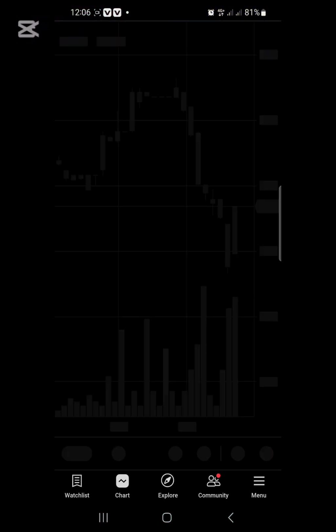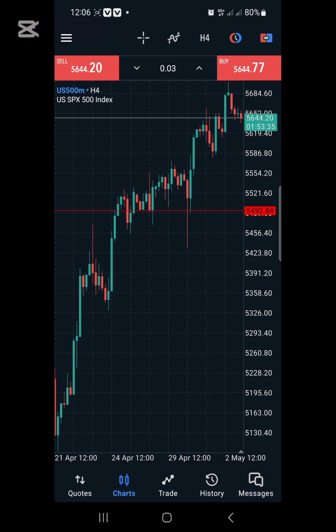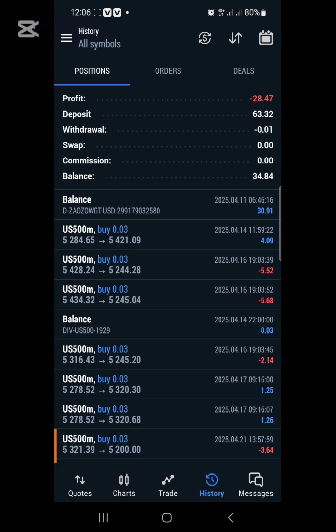Let me give you feedback on the trade that I took. So I took the trade and it went up and it crossed my trend line. Then I sold. Let's go to the actual trade. I went out of the trade because, as you can see on TradingView, it crossed my trend line. Now let's go to history.